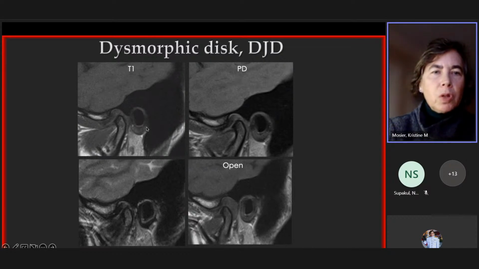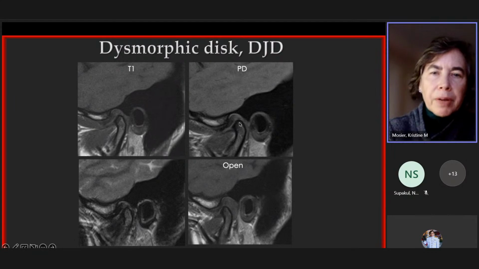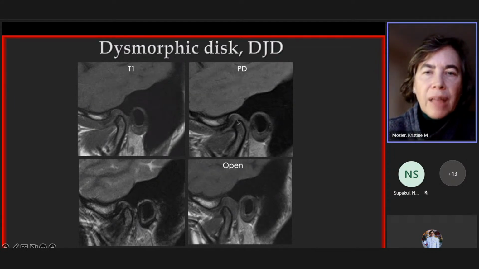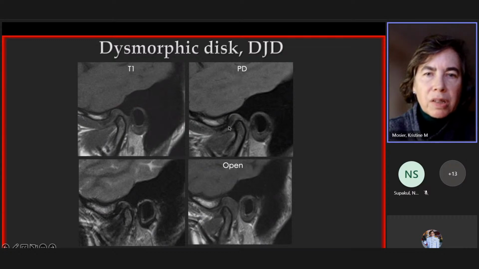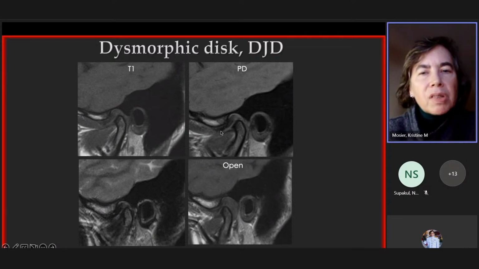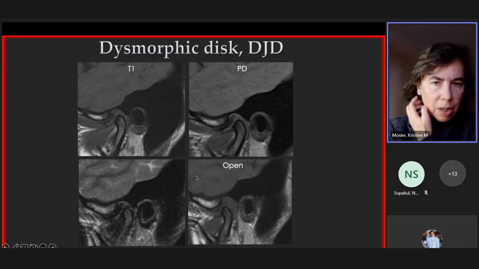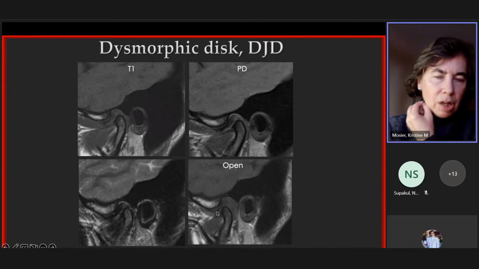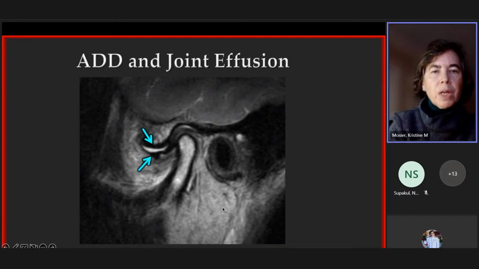Okay, so when we look at morphologic changes in this patient, we see it a little bit better here on our proton density. You see flattening of this superior aspect, anterior osteophytes. And we see here, although the disc is normally positioned, you start to see a little bit of increased T1 signal and maybe a little bit of irregularity of this anterior band and intermediate zone here. So a little bit of dysmorphic appearance to it. We see here some rotation on our opening, but again, without reduction.